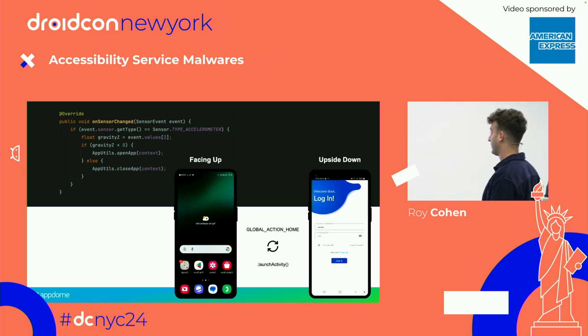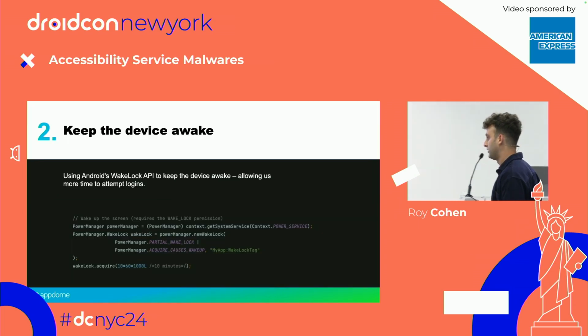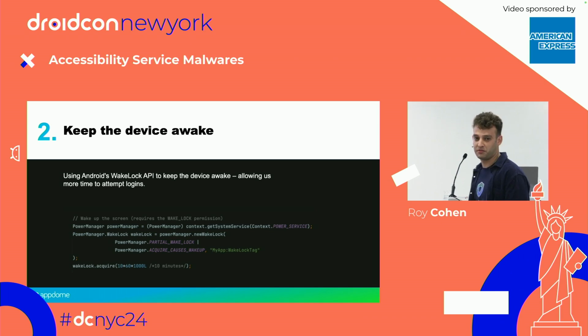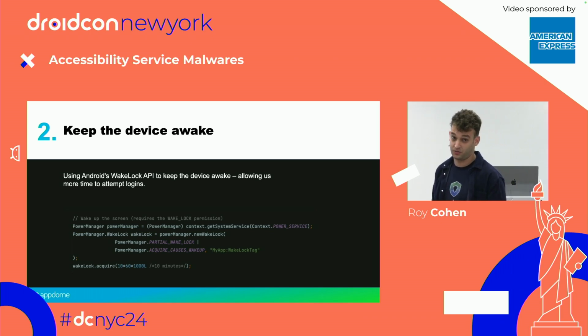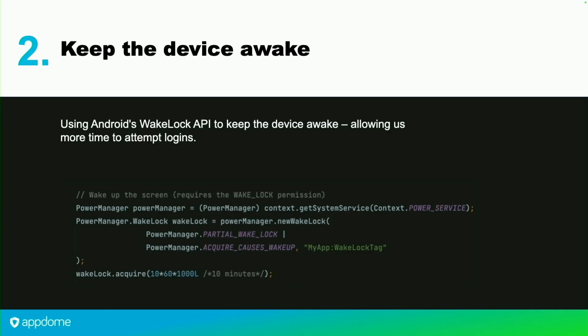All right? Now, that's not enough because we want to keep the device awake. What if the device wouldn't be awake? It would lock, close in a few moments. So we have a solution for that as well. We can just use the wake lock permission, which basically means I can just keep the device awake for as much time as I want, as much time as the attack is going.